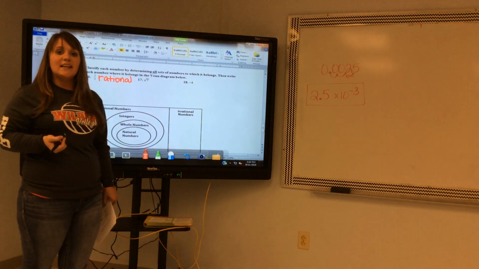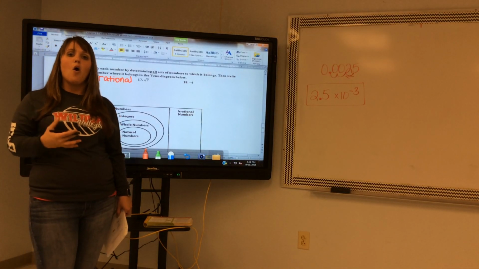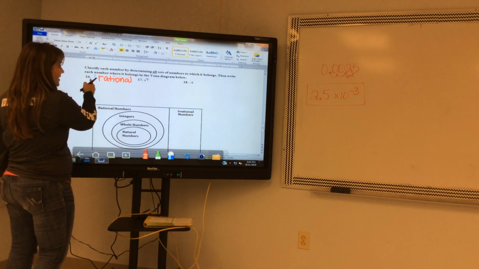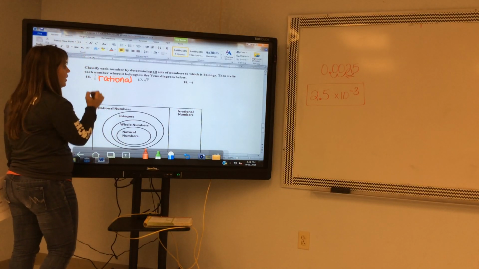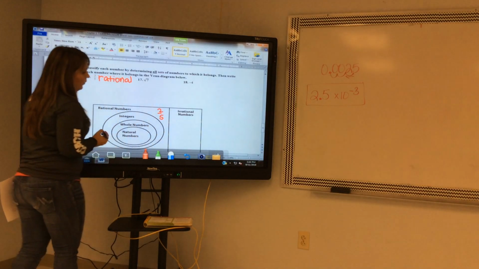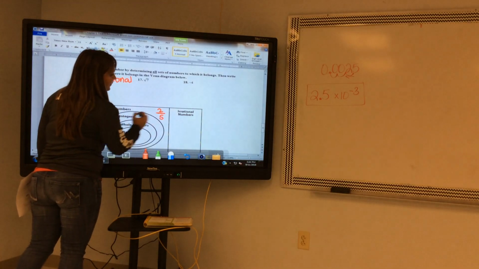Then I check to see if it is an integer. An integer has to have a whole value. It cannot have any decimals, fractions, or percentages. Well, this is a fraction in its simplest form, so that's as far as I can go. So the 2/5 belongs somewhere in the realm of rational numbers.